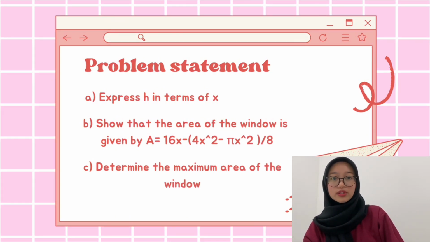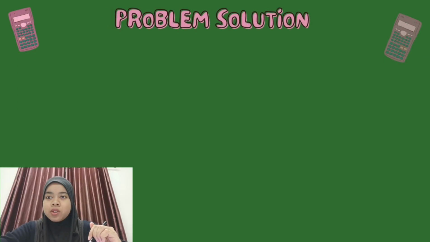Next, we need to show that the area of the window is given by A equals to 16x minus 4x squared minus 5x squared divided by 8. And the last question is determine the maximum area of the window. So this is how the problem is going to be solved.